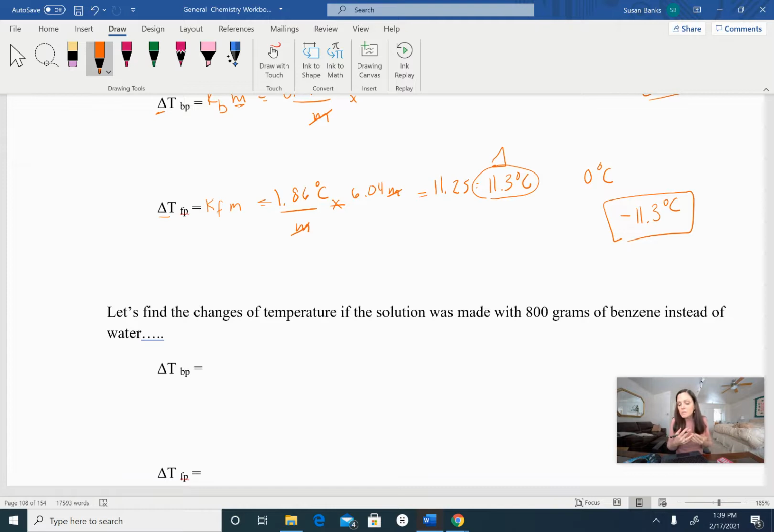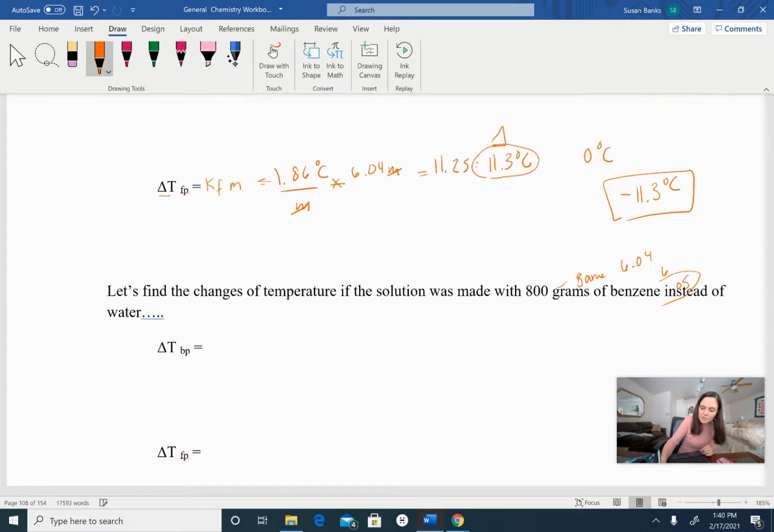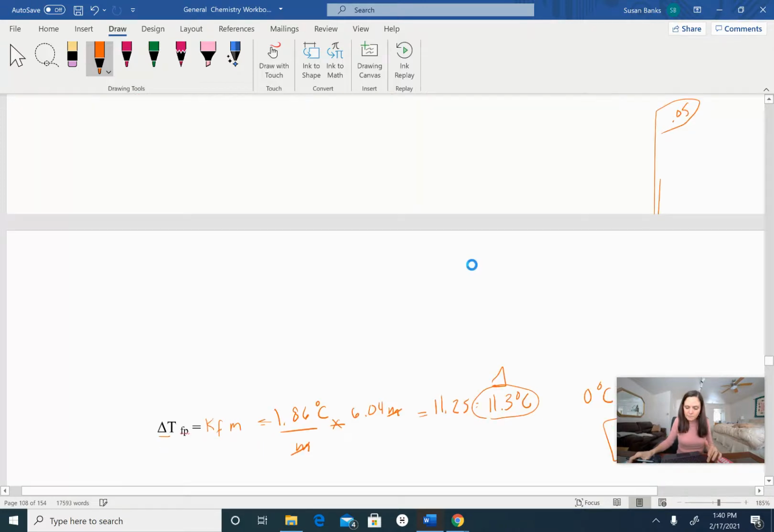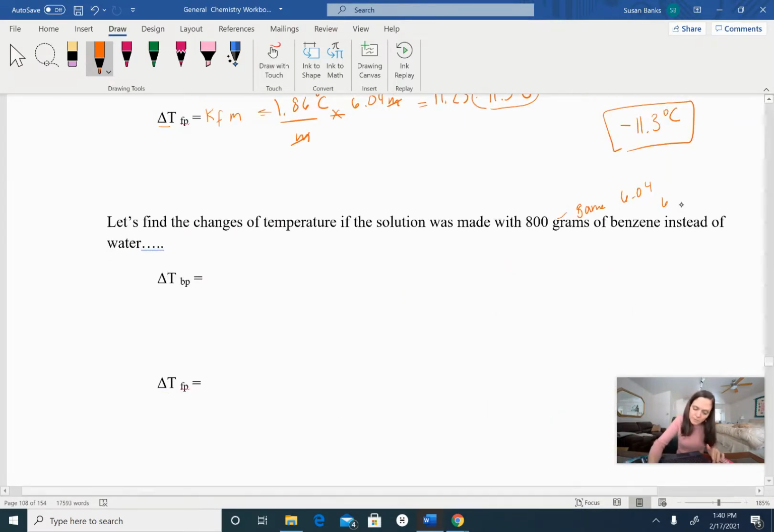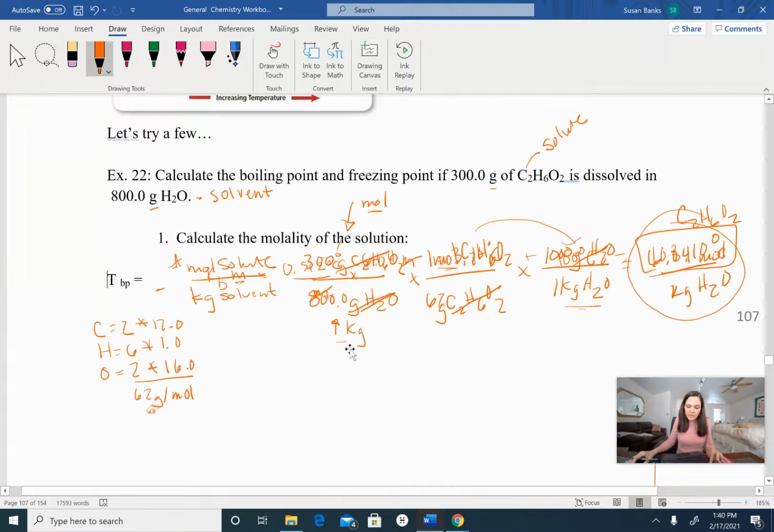water. So if it was made with 800 grams of benzene, it's still going to have the same molality. We just have to use benzene's freezing point constant and boiling point constant. So we're still having the same molality of 6.04 or 6.05 if we want to round to the correct sig figs there. Okay, so 6.05 molal solution is what I'm actually going to use. So let's look at our boiling point constant for benzene and we'll do that calculation.